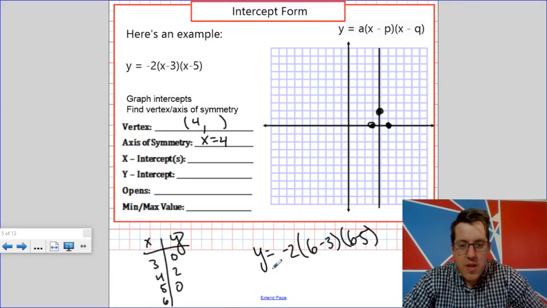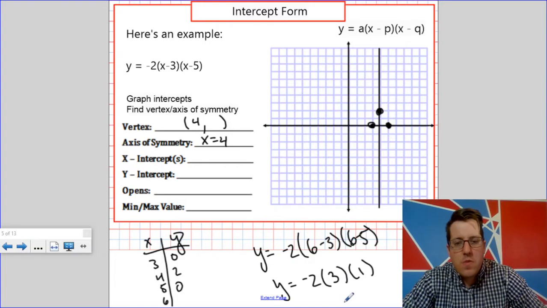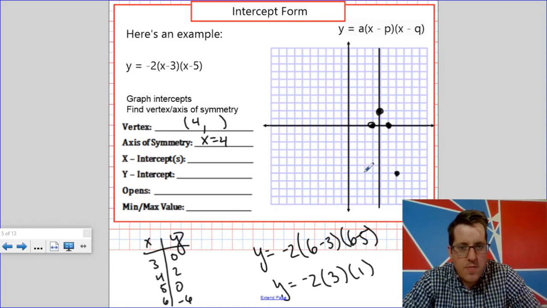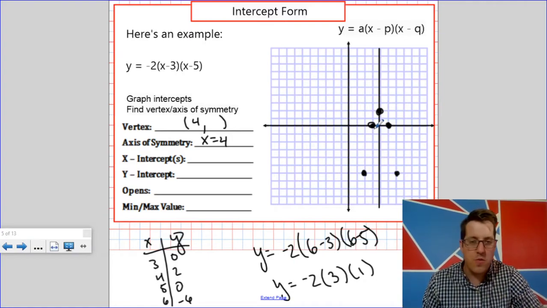So you'd go ahead and plug it in, and you'd say y equals -2 times, let's see, that's 3 times 1, which I think is -6. And then you would plot 1, 2, 3, 4, 5, -6, and then go plot its mirror point on the other side. Again, many ways to do these things, and it's okay if you don't use my way.